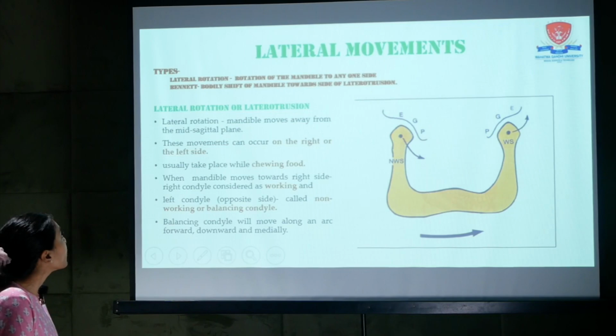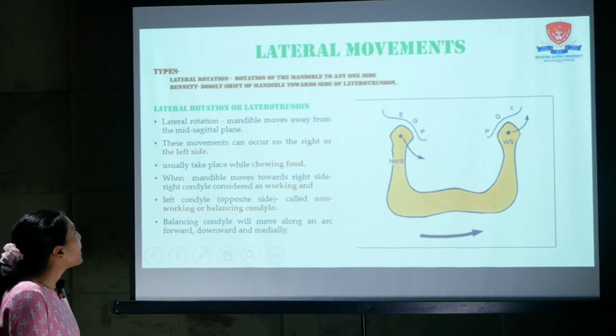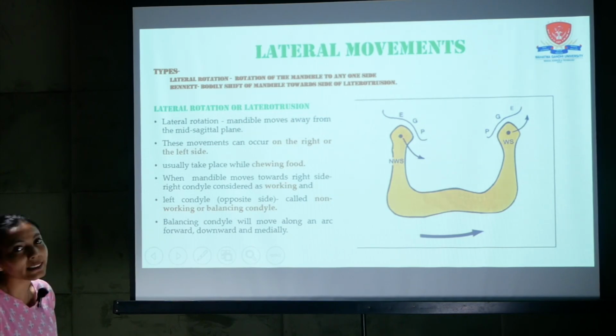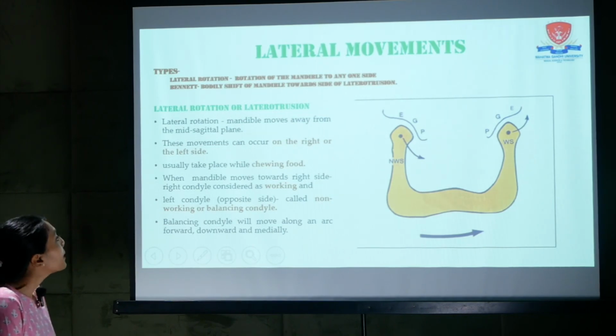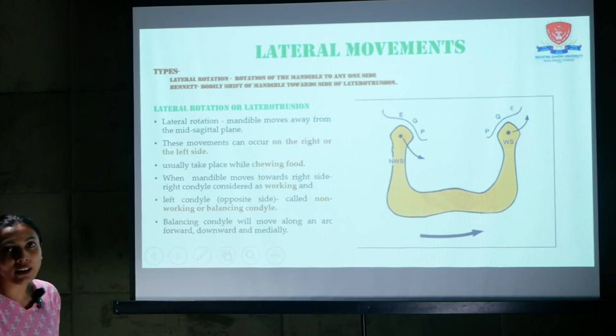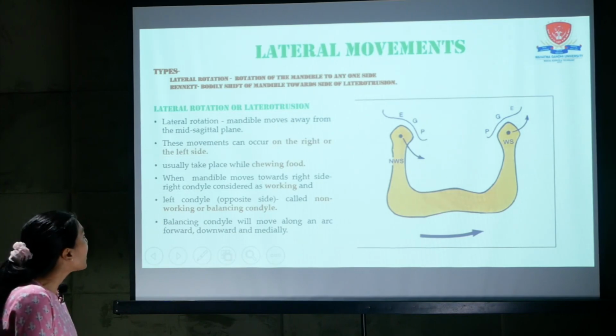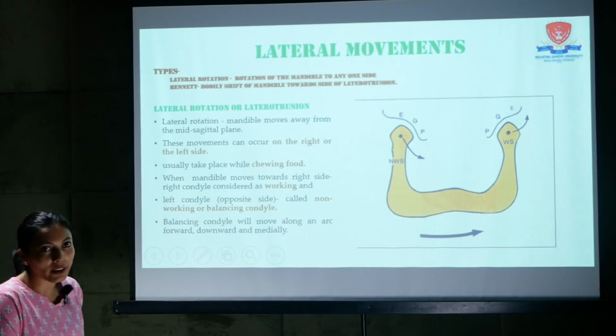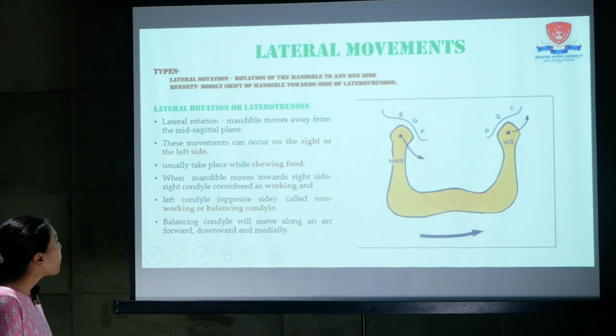Lateral movements. There are two types of lateral movements: lateral rotation or Bennett movement. Lateral rotation is the mandible moving away from the mid-sagittal plane. These movements can occur on the right side or the left side of the mandible. When the mandible moves towards the right side, the right condyle is considered the working side, and the left condyle is known as the non-working or balancing condyle.